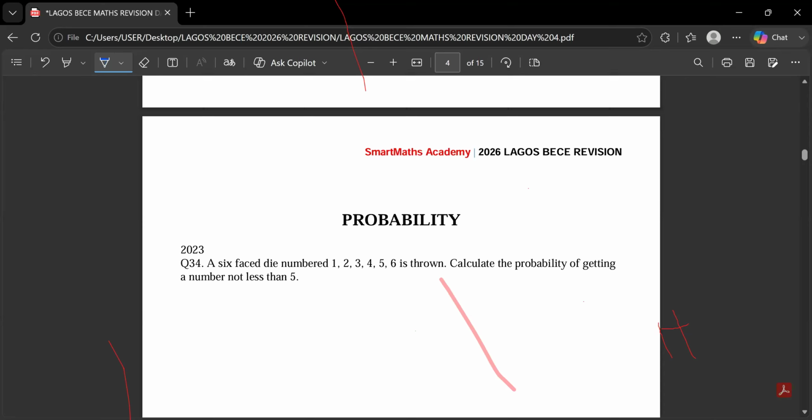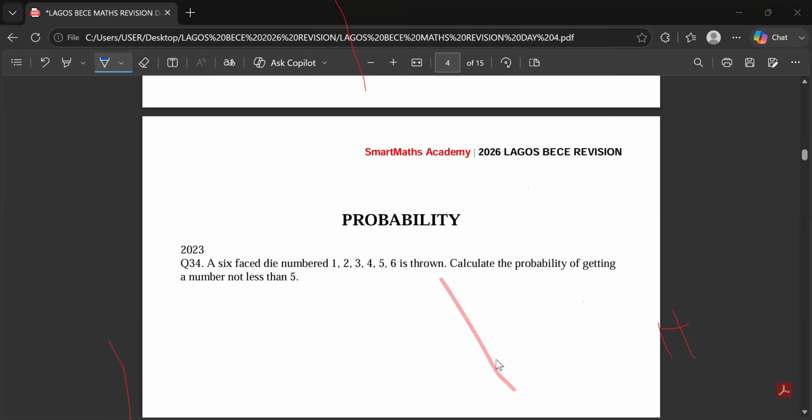If you are calculating probability and you got a number that is less than 0 or more than 1, then that is not probability. You have not gotten it right. So that's what we call probability.